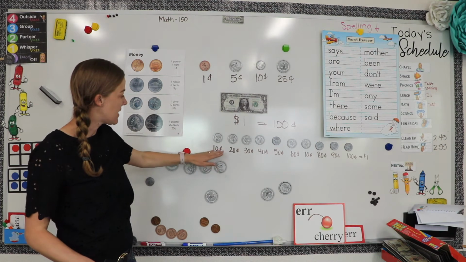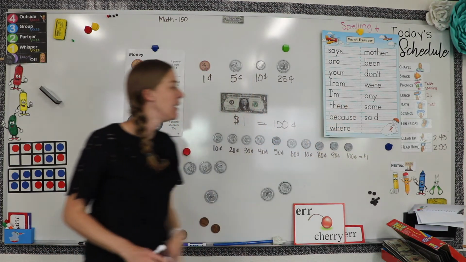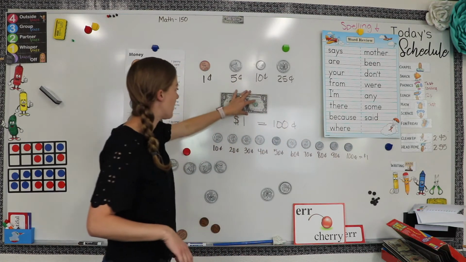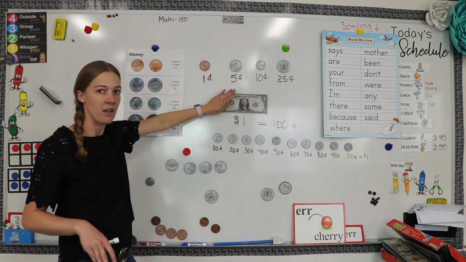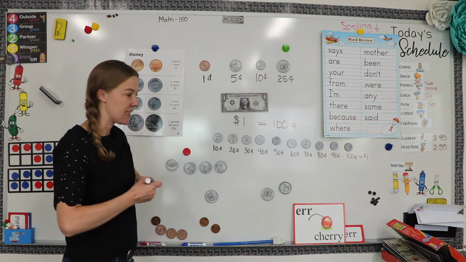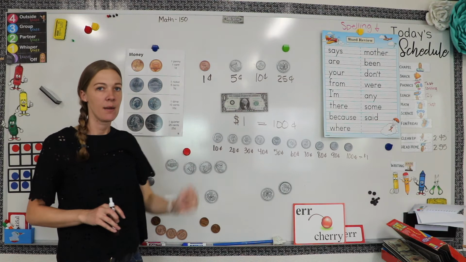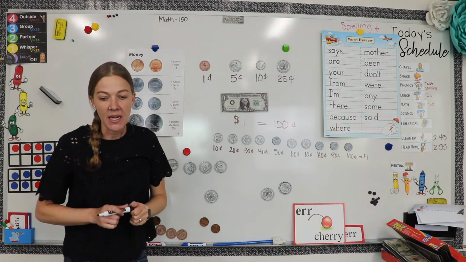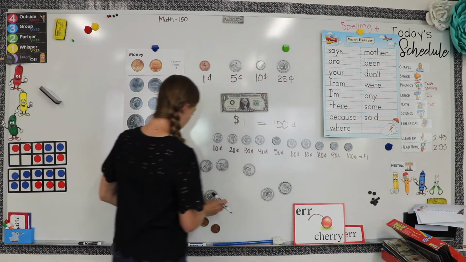Same with the dimes. 10, 20, 30, 40, 50, 60, 70, 80, 90, 100 equals $1. So all 10 dimes is the same value as $1. Does that make sense? Okay, I'm sure we'll be getting into that a lot more, but as soon as you reach 100 cents, it moves to $1. Okay? Now you will be doing more of the coins where they're put together.